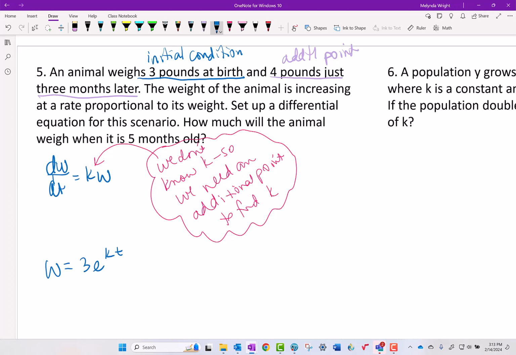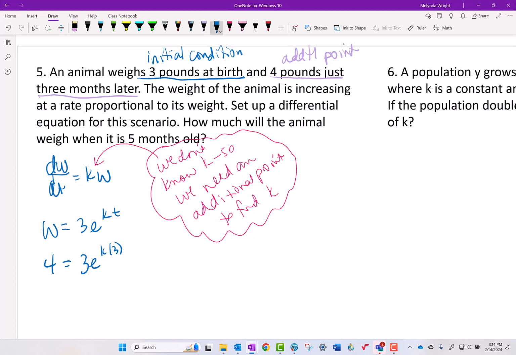Okay, so what am I going to do? I want to move this up a little bit. I'm going to find k by using my additional point. So the animal weighs 4 pounds, 3 months later, 3e to the k times 3. So we got the time, which is 3 months, and we have the weight, which is 4. And now we're going to solve for k.